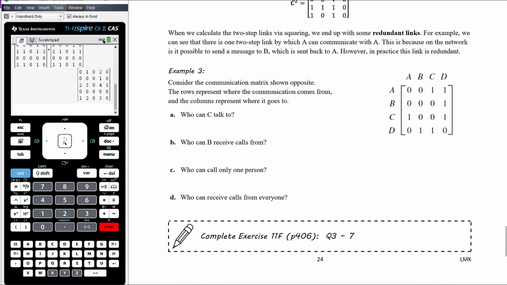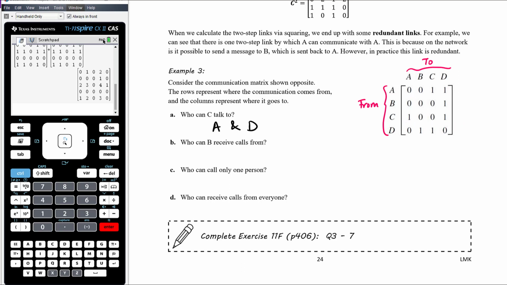Okay, let's have a look at an example. Consider the communication matrix shown opposite. The rows represent where the communication comes from. Okay, so from these places or people, and the columns represent where the communication goes to. Okay, so who can C talk to? So from C, C can talk to A and to D. Okay, so C can talk to A and D.